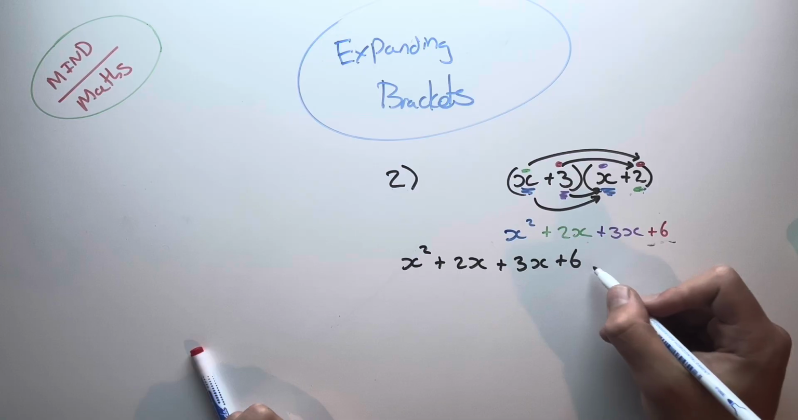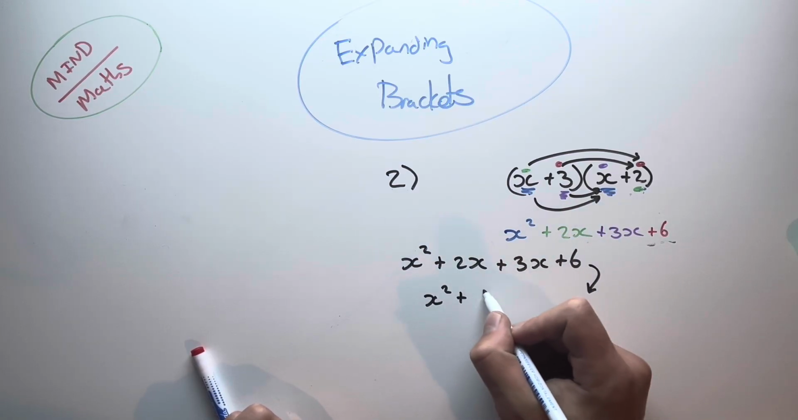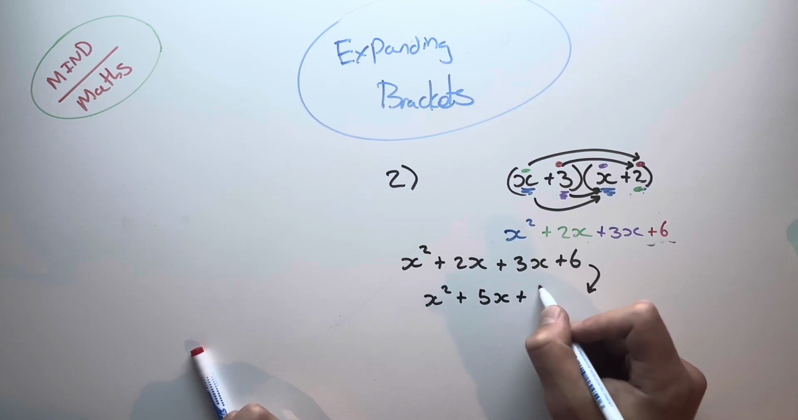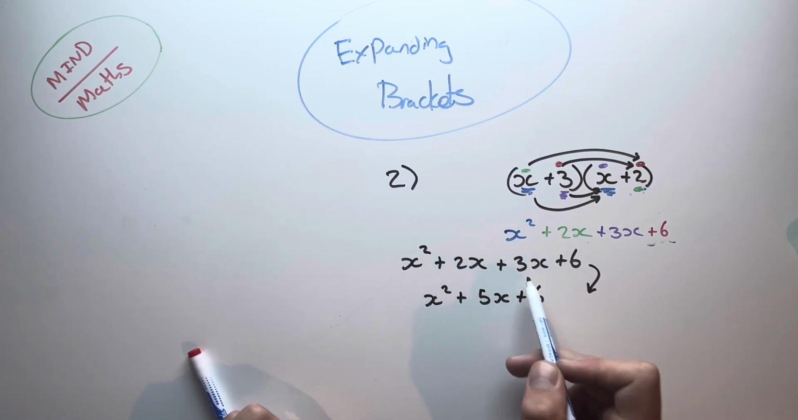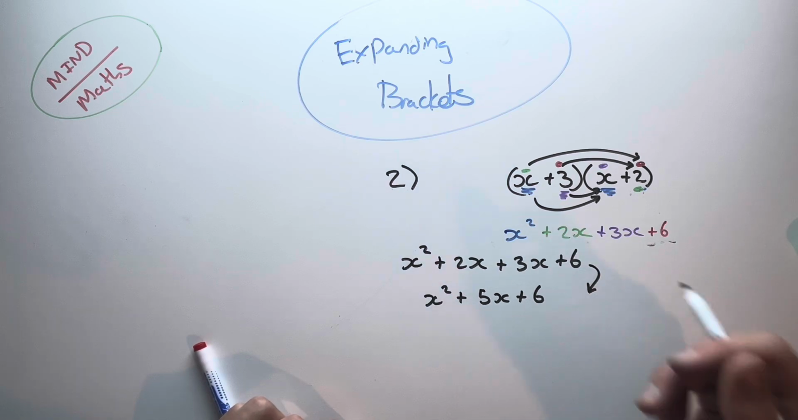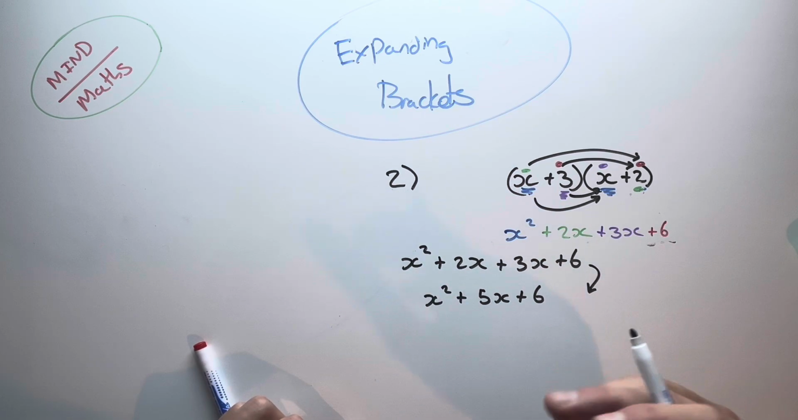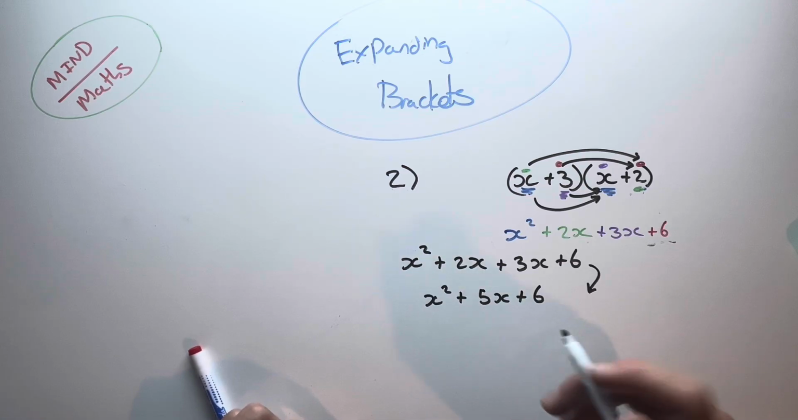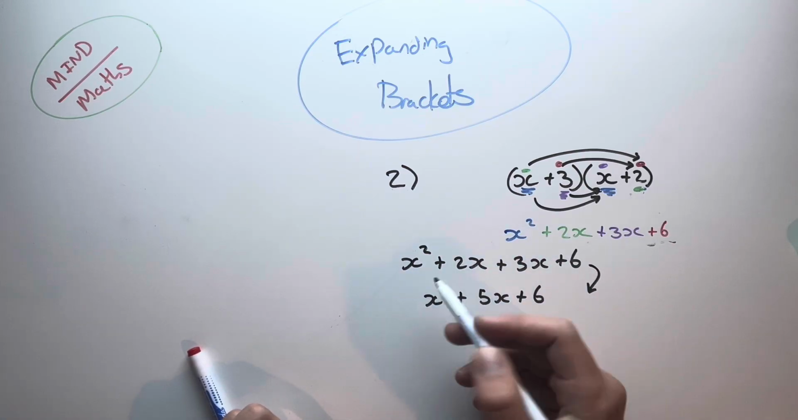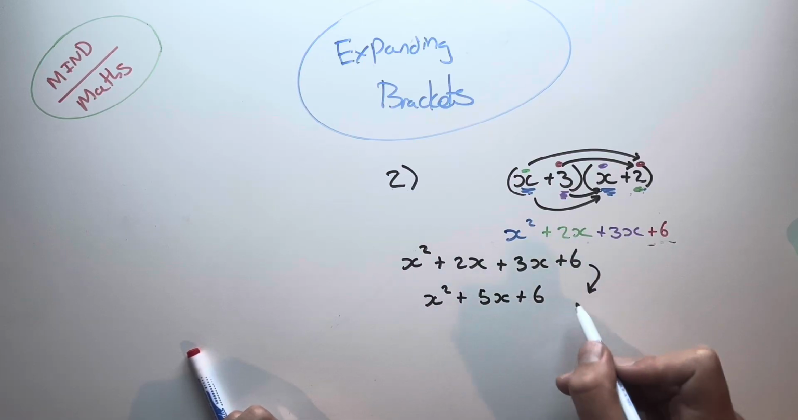Now this is actually the same as x squared plus 5x plus 6, as 2x plus 3x is equal to 5x. If you have 2 lots of x and you add it to 3 lots of x, that is just equal to 5 lots of x. Like I said, the x doesn't matter. The x squared just goes down to there, the 6 just goes down to there, and that is that expanded.